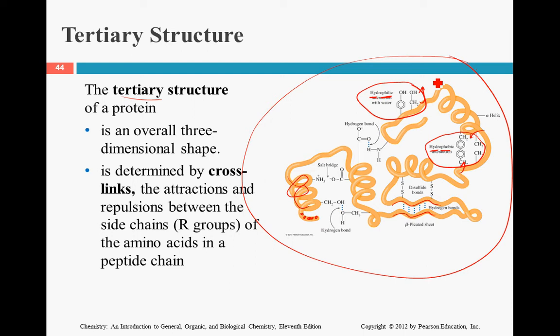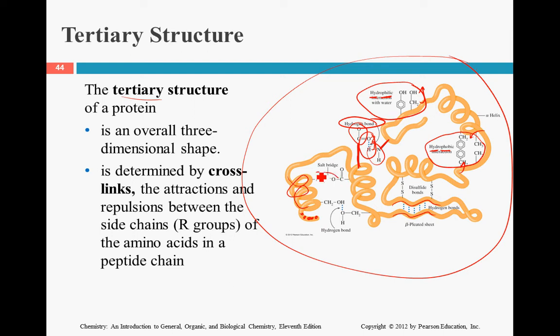We have another one right here. We have a carboxylic acid in this particular amino acid. And then all the way over here, if we follow the chain all the way around, it has a hydrogen on an amino acid there. That's the hydrogen bonds. Remember, a hydrogen bond is not a true bond. It's an attraction between electronegative elements and hydrogen.